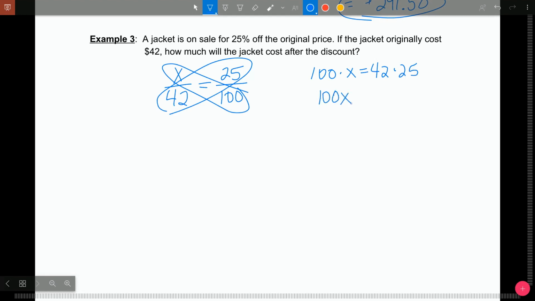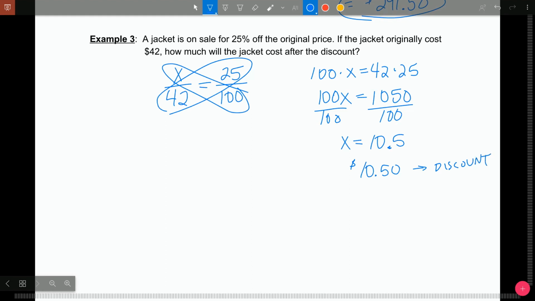When you simplify those products, you're going to have 100x, and then on the other side, you'll have 1,050. We divide by 100 on both sides, and we come up with an x value of 10.5. Once again, we always want to make sure that our final answer when we're talking about money has 2 decimal places. So we'll go ahead and add that imaginary 0 in at the end so that this is $10.50. If we take a look at the original problem, it asks us to find out how much a jacket will cost after the discount. So this is going to require a second step since this is just the discount.